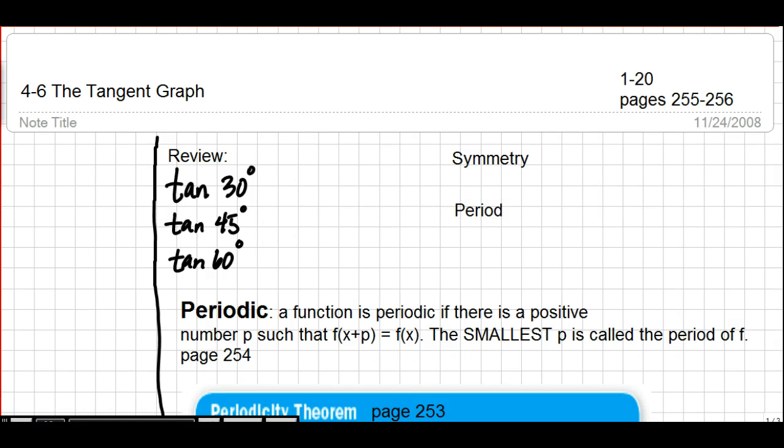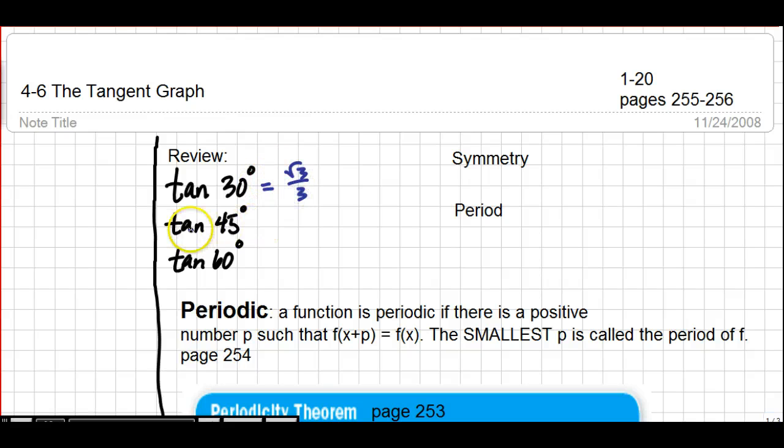This lesson is for FST, lesson 4.6 on the tangent graph. We need to do a quick review of some of the values for tangent that we did back in the first part of the chapter. A quick reminder that when you do tangent, it's sine over cosine. And when you do sine over cosine for 30 degrees, you end up with square root of 3 over 3.